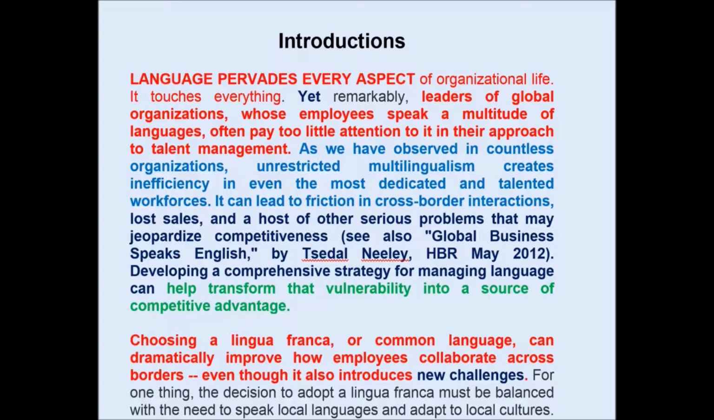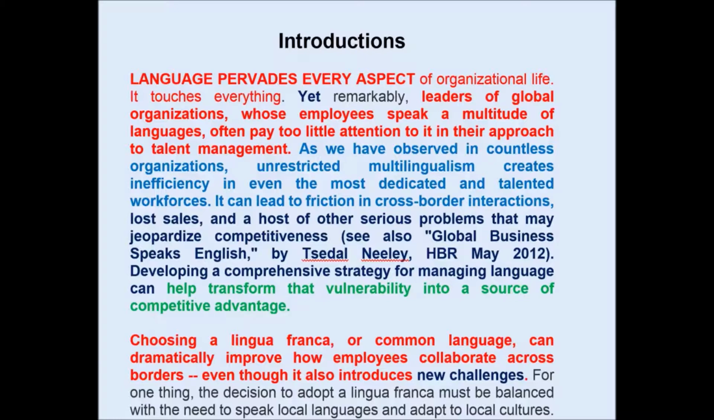an introductory sentence. Language pervades every aspect of organizational life. It touches everything. So what is the paper about? It's about language. Why is this topic important? It pervades every aspect of organizational life. So again, it begins right away to address the concerns of the audience, which in this case would be people working in a corporate organization.